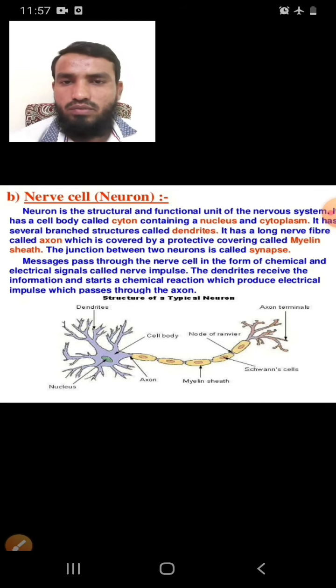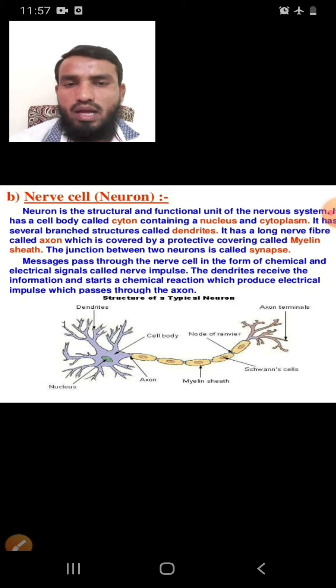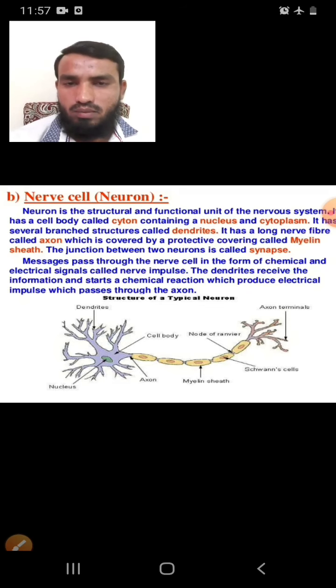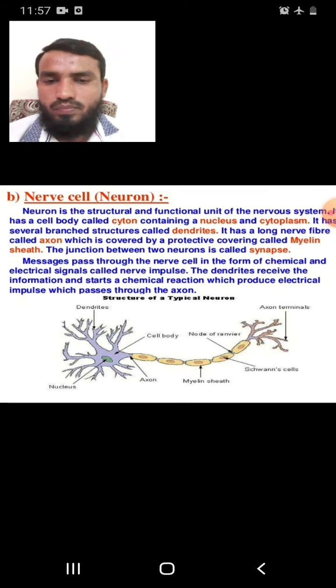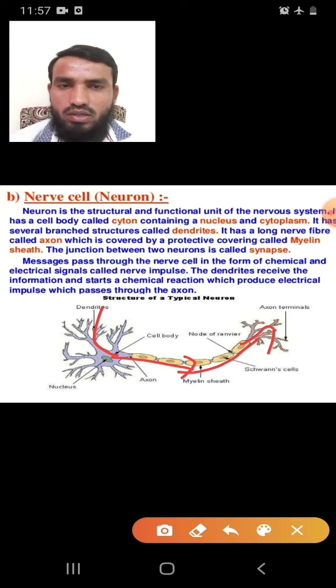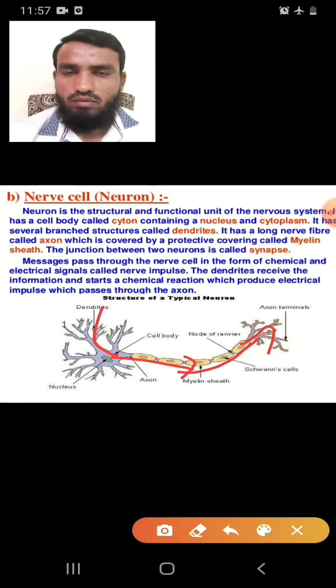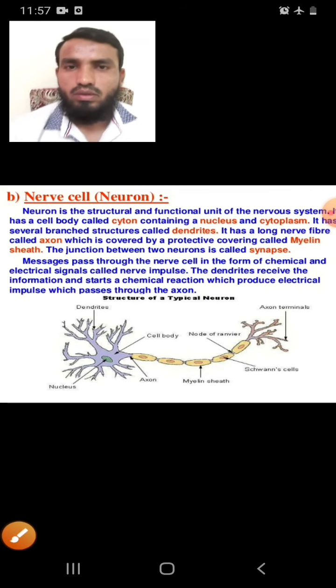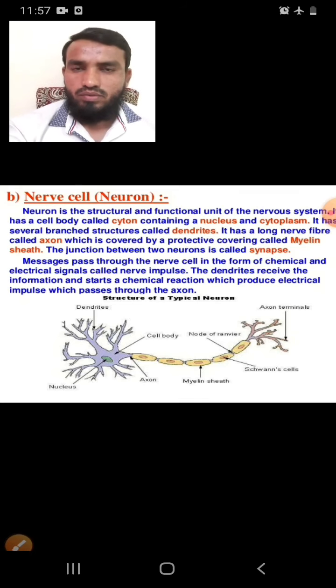The dendrites receive the information and start a chemical reaction which produces electrical impulses that pass through the axon. Whatever information comes in the form of stimuli, what is happening around the body, the dendrites will receive it and start a chemical reaction which produces the electrical impulses. The message reaches the nerve ending, then through the synapse the signal jumps to the next neuron. Like this, all the neurons make the nerve, and this nerve takes the message from the body to the brain, and from the brain to the organs.